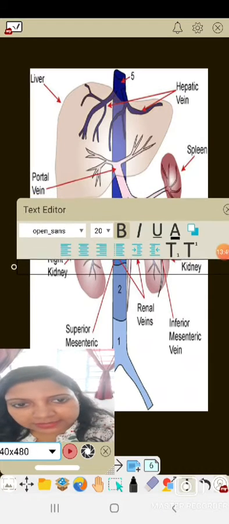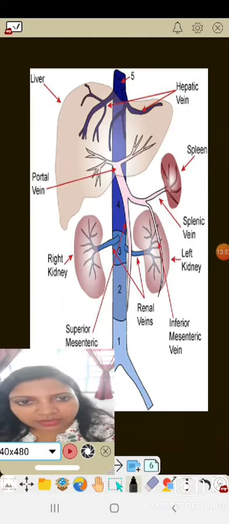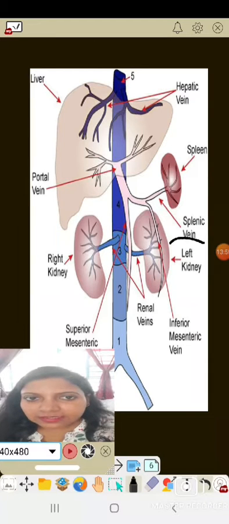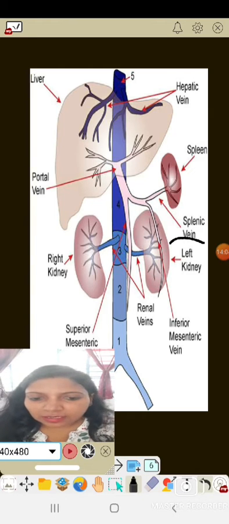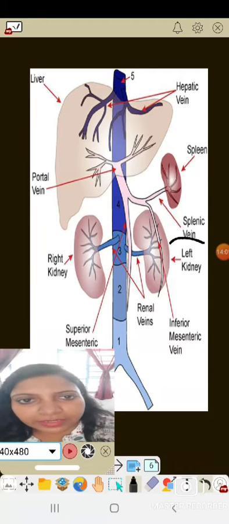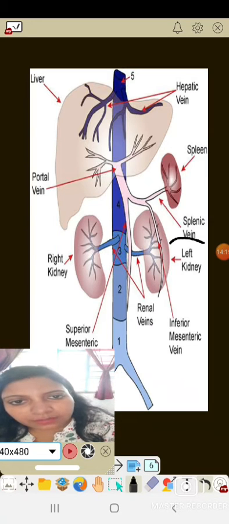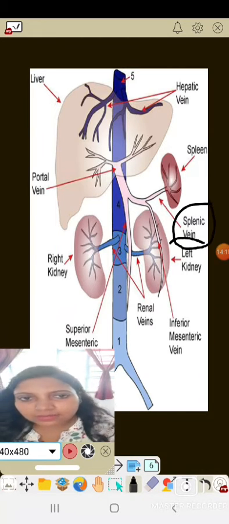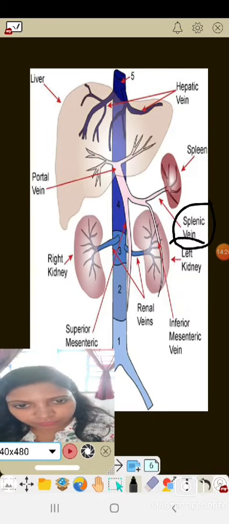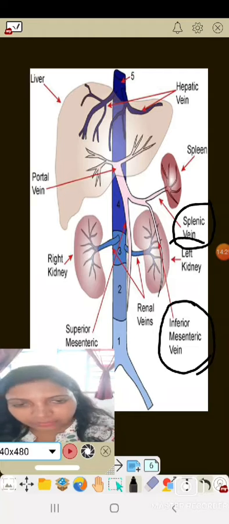And the splenic vein is next. One by one I will explain the types of veins. The splenic vein means the vein arising from the spleen. I have already explained where the spleen is located: on the left side, in the upper region of the abdomen behind the stomach, above the left kidney. This spleen is one of the lymphatic organs. From the spleen the vein that arises is called the splenic vein, and from the left kidney we call it the renal vein, leaving the kidney.